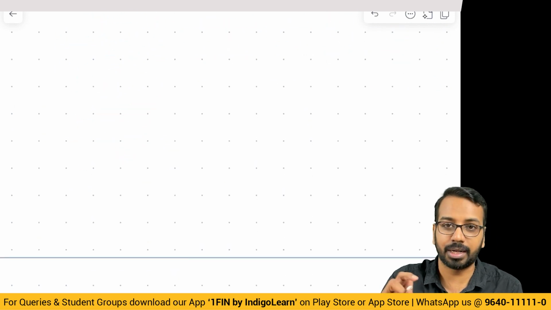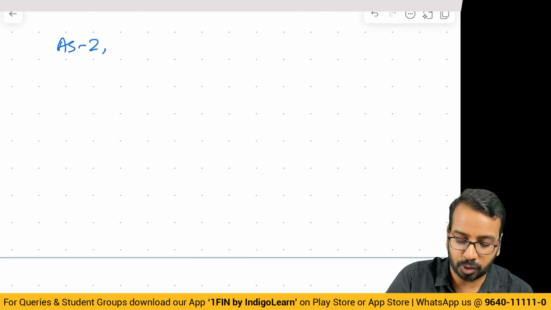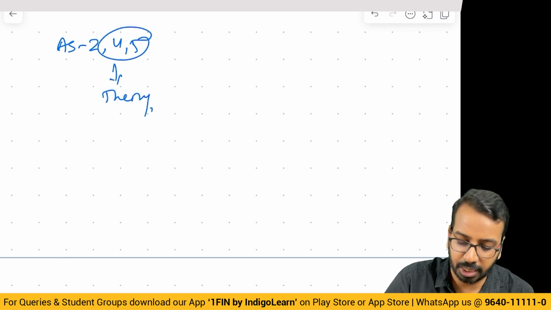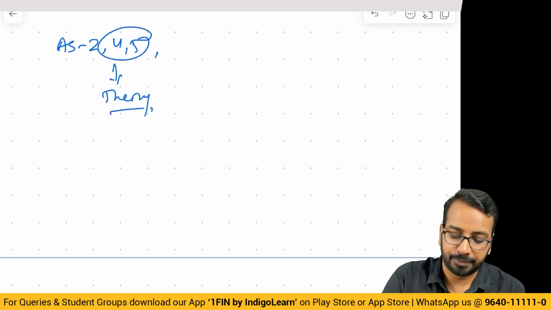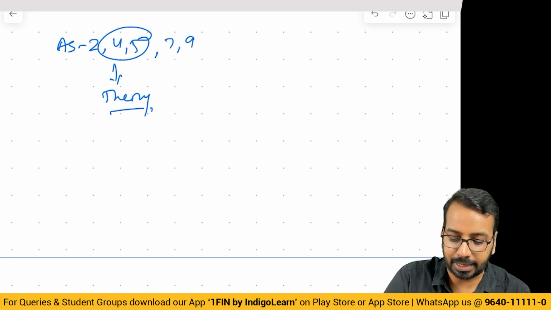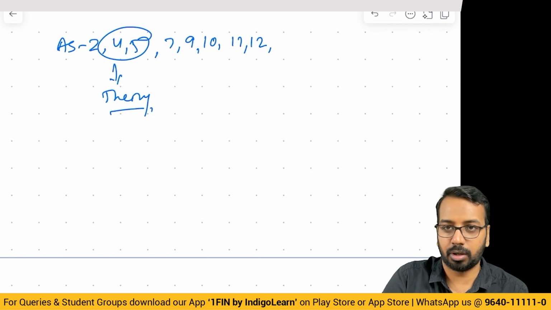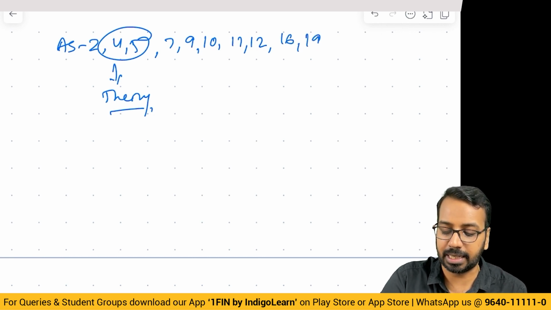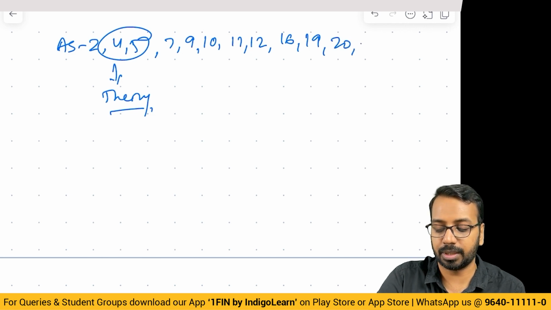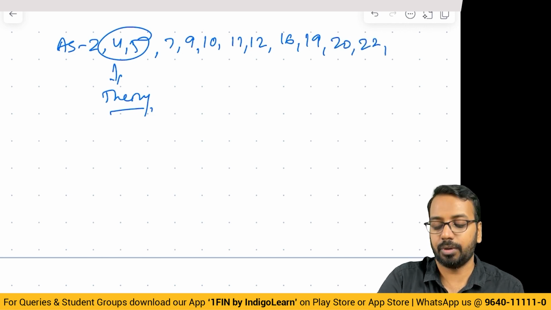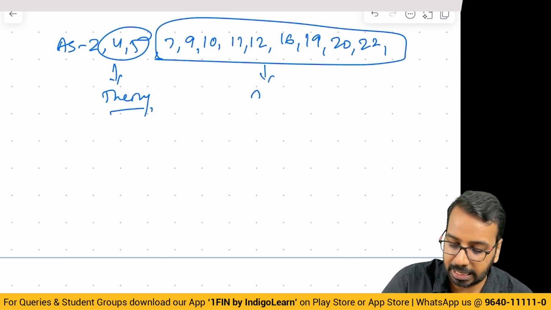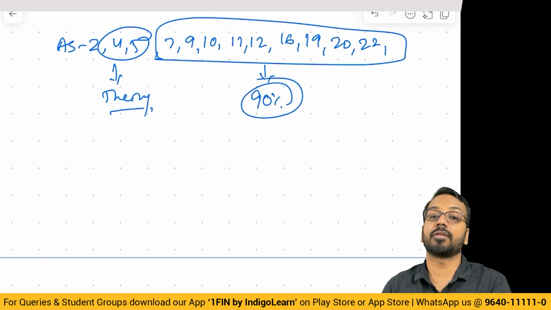So what have we completed so far? We have completed Accounting Standard 2. We are done with 4, 5. This is theory. Here it is slightly difficult to get full marks. Okay. Then 7 is completed. We have completed 9 as well. We have completed 10. We have completed 11, 12. 13 we have not done, 14 we have not done, 15 we have not done, 16 is completed, 17 is pending, 18 is pending, 19 is completed, 20 is also completed, 22 is completed, and that's all that is completed. Now, in all of these, 90% of the questions that are tested you are familiar with.